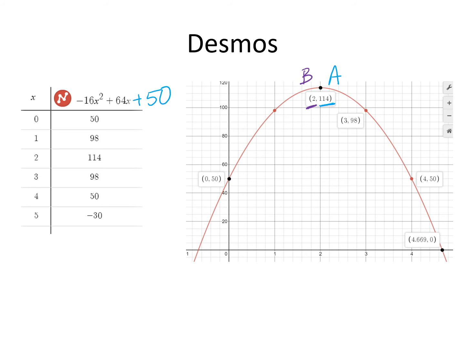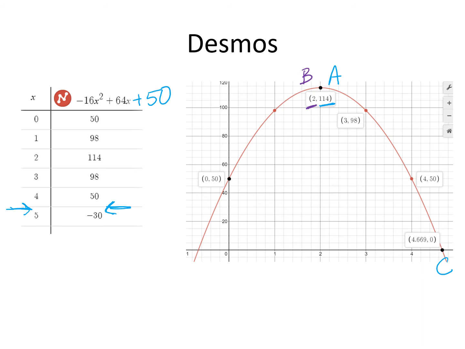Letter C asked for when the object will hit the ground. So again, that's our x-intercept down here, so the 4.669. Again, that is not something that we're going to be able to see in the table, but we can see that between 4 and 5 seconds, our y values go from a positive number to a negative number. Therefore, they will have to be 0 somewhere in between those, and we see that on our graph.